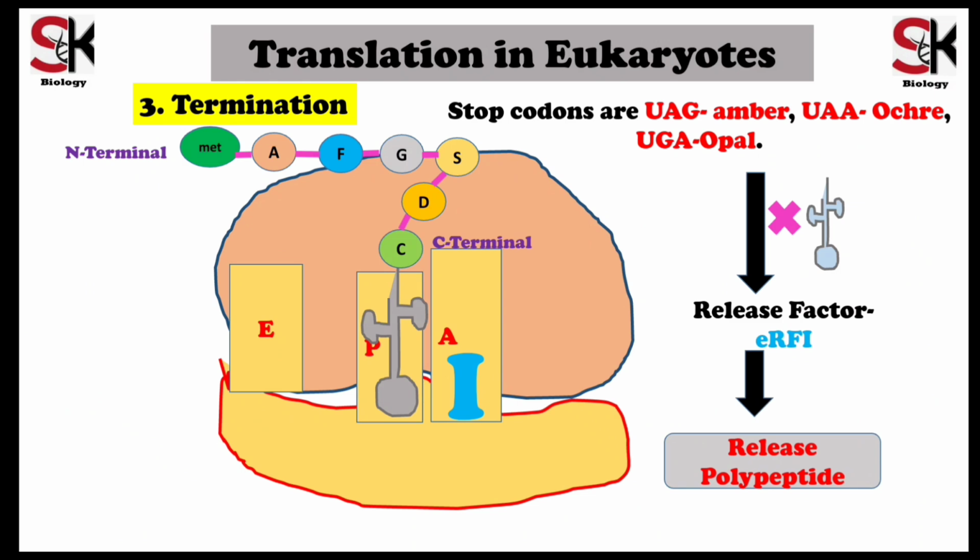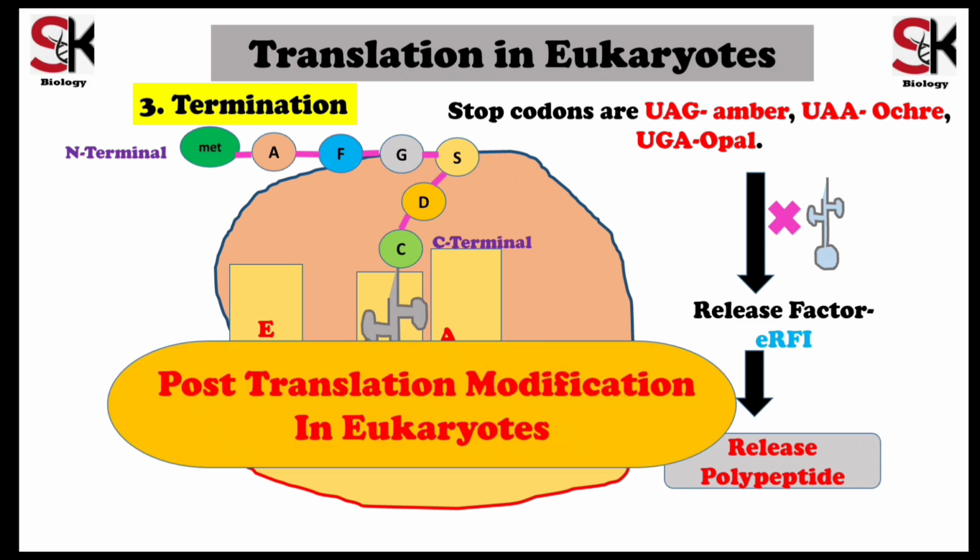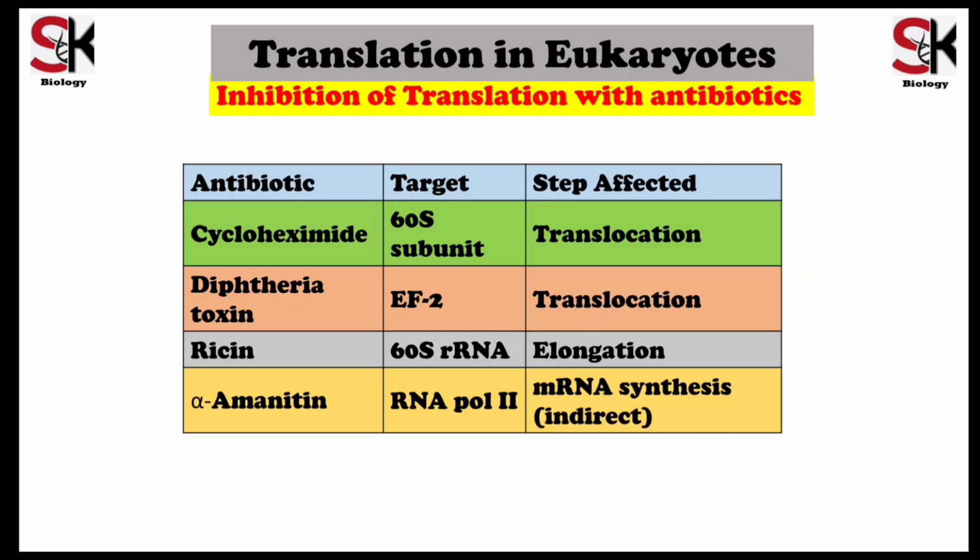In eukaryotes, post-translational modifications are very important. So, the synthesized protein will be in fully functional form. In eukaryotes also, there are a few antibiotics which can inhibit the translation process. Here I have shown 4 different antibiotics, their targets and their affected step.